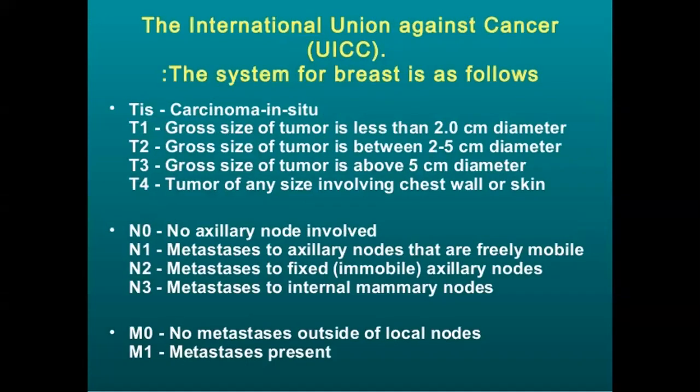So the system for breast is as follows. Tis is the carcinoma in situ. T1 is where the gross size of the tumor is less than 2.0 centimeter in diameter. That means when we grossly visualize the tumor, if it is less than 2 centimeters, we will give it stage T1. Similarly, in T2, the gross size of the tumor is between 2 to 5 centimeters in diameter. In T3, the gross size of the tumor is above 5 cm, and in T4, the tumor of any size involves the chest wall or skin.